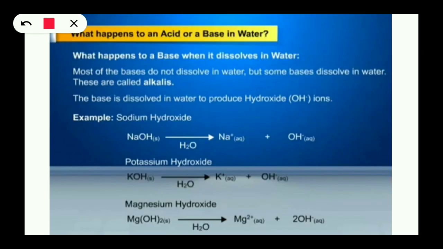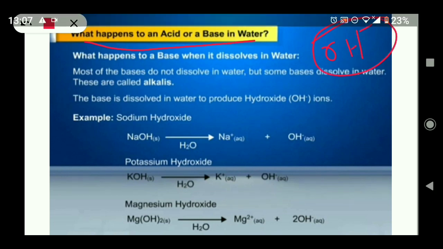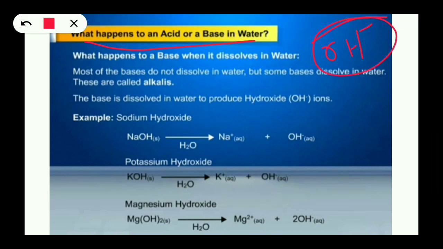Okay children, till now we have seen what happens when acid is dissolved in water. Now we will see what happens to a base when it is dissolved in water. So what happens, children? Actually I told you what is common in bases. I told you OH minus ion is common in bases. All bases have OH minus ions.